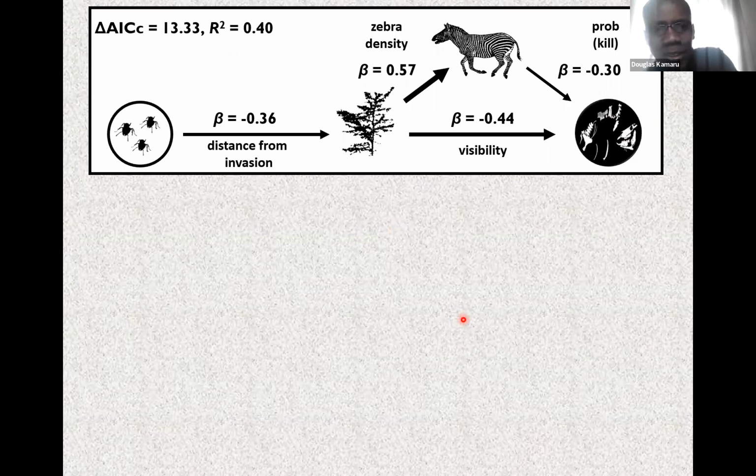It would take a long time if I took you through all 10 of them. The first one I'm showing you here is that big-headed ants increase visibility, as you can see here, and then affect the probability of kill at the kill site directly by making zebras harder to kill, and indirectly by changing zebra numbers. What we can note in this particular model is that there was some indication that zebras were killed where they were few, which is indicated by this negative coefficient here.